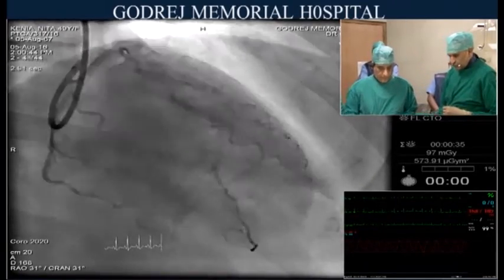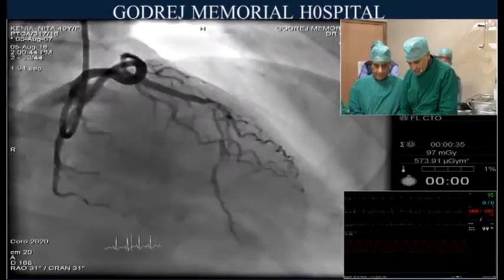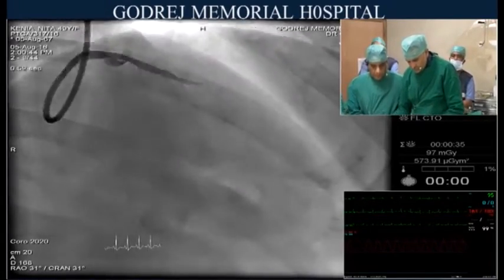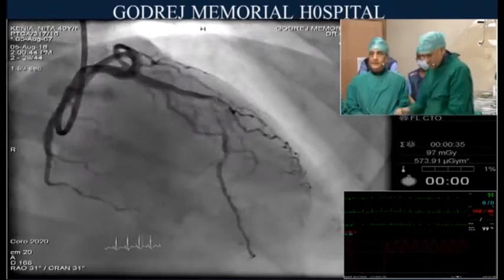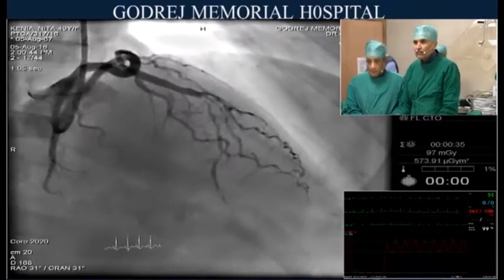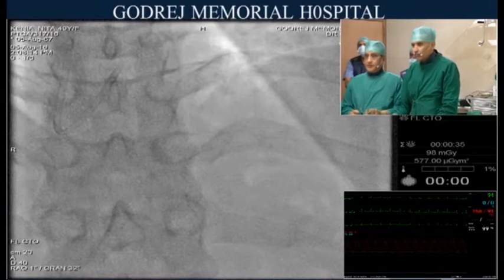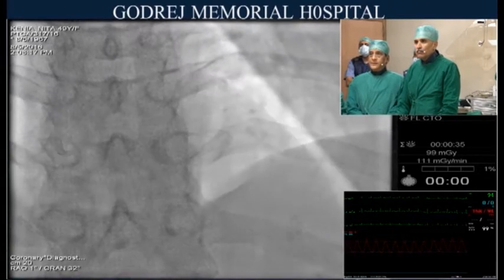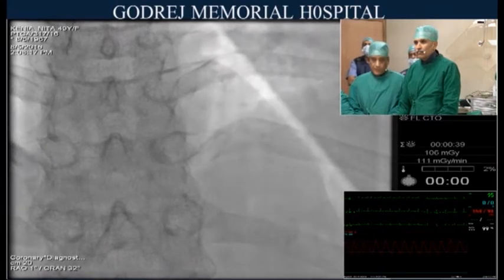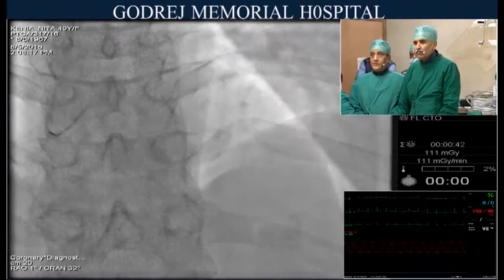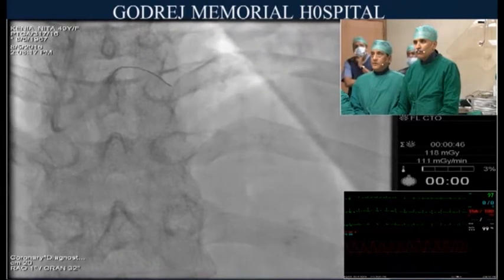Yeah, and diffuse disease in the LAD. So while we are discussing, we are ready. We have selected the cyan blue Asahi wire. And the question, there will be some discussion after we do an initial dilatation, is whether we need to protect the diagonal. I think that will be one of the issues. Otherwise, once we cross it, PTCA and then a subsequent long stent to cover both the lesions.